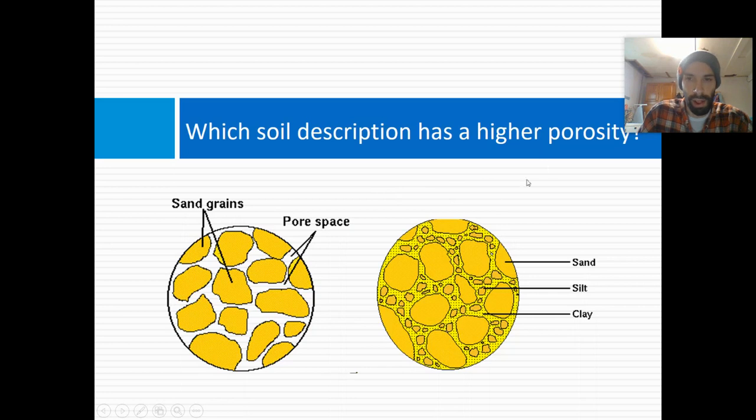For example, which soil here has a higher porosity? In other words, which one has more air gaps between them? That's pretty obvious: this one, which is all sorted. These are all sand size. And this one's unsorted, and you can see there's silt and clay mixed in there. This would be deposited by a river, and this would be deposited by a glacier. So which one's got a greater porosity? Obviously, this one right here.